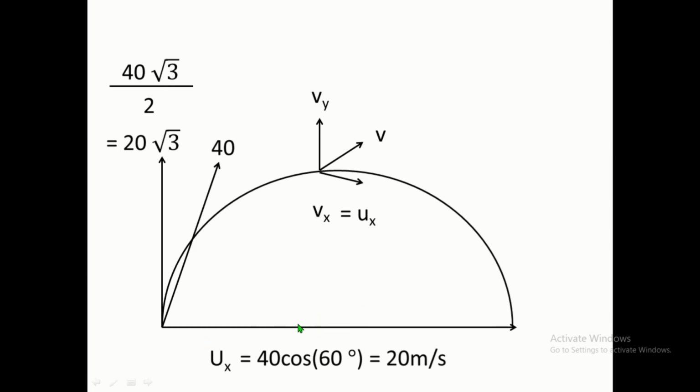The horizontal component of velocity, which always remains constant, is equal to 40 cos 60 degree, which is 20 meter per second. The vertical component is equal to 40 sin 60 degree, which is 40 into root 3 by 2, equal to 20 root 3. This is the initial vertical component, but the horizontal component always remains constant and the vertical component keeps on changing.